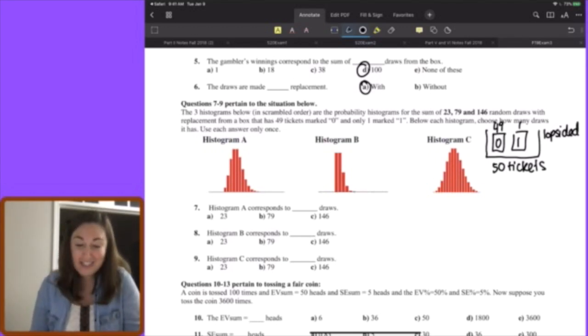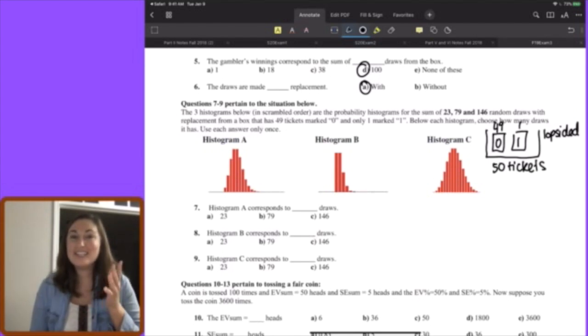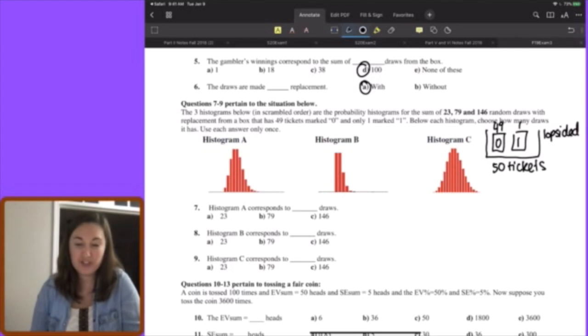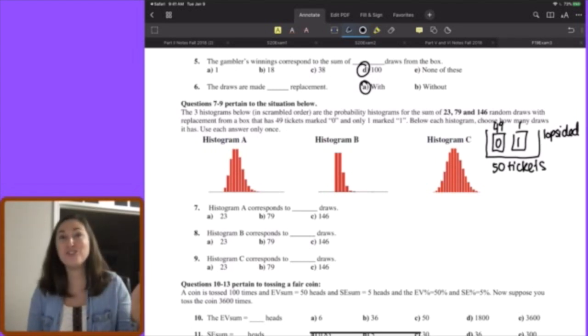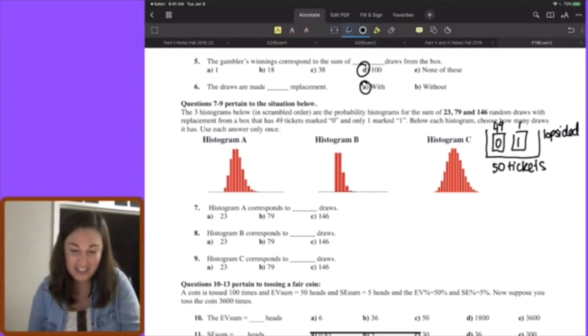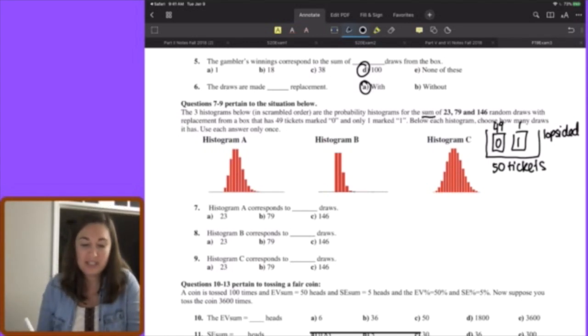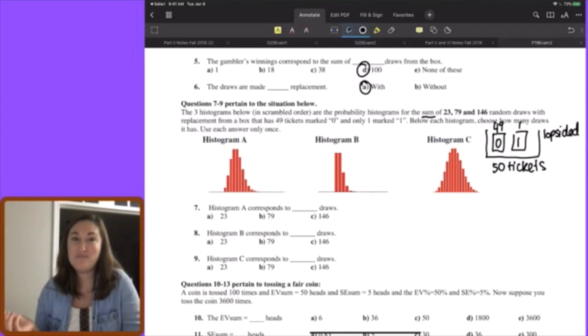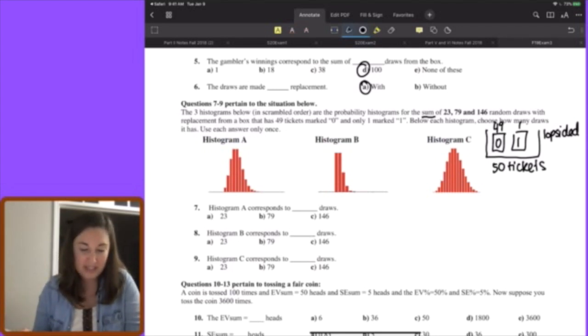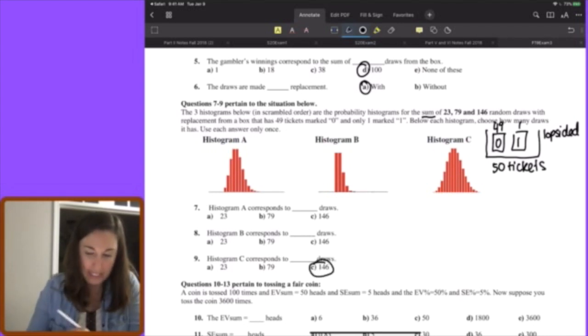And that means with lopsided boxes, it's going to take more draws for the histogram to look normal, the probability histogram for the sum of the draws, or average or percent. In this case, it is sum. So I am going to match these up by saying the one that looks the most like the normal curve has the most amount of draws. So in this case, that is histogram C, right? So histogram C should be the 146.